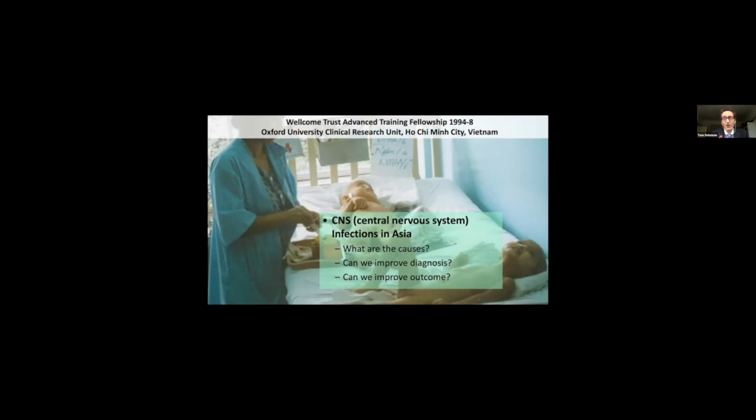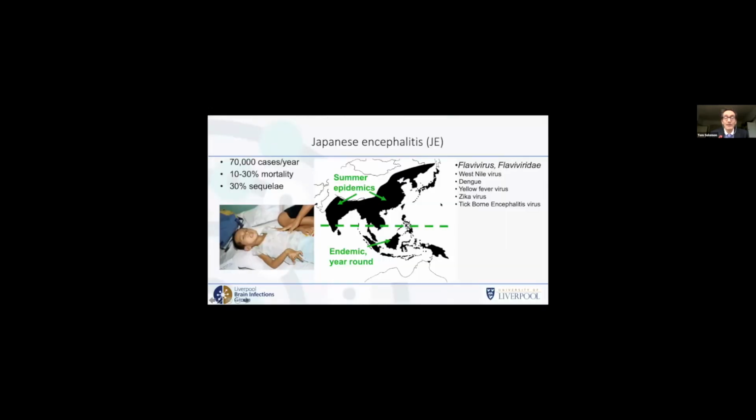So when I started working on this disease in Asia in the mid-90s, the wards were filling up with patients like this with clearly a brain problem. It wasn't clear what the causes were, how we could diagnose them and improve the diagnosis, and ultimately improve outcomes and maybe even stop it happening. It turned out that the virus responsible was this Japanese encephalitis virus, causes about 70,000 cases a year, and about a third of patients die, and about half of the survivors are left with brain damage. And you can see the area affected across Asia, and also you can see that it's a flavivirus, and there are other similar flaviviruses like West Nile, dengue, etc.